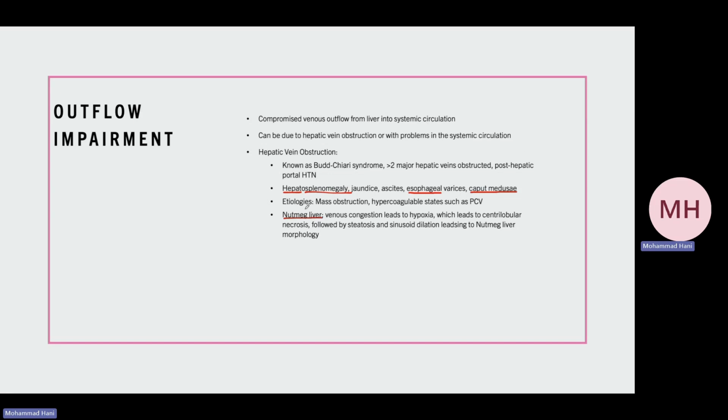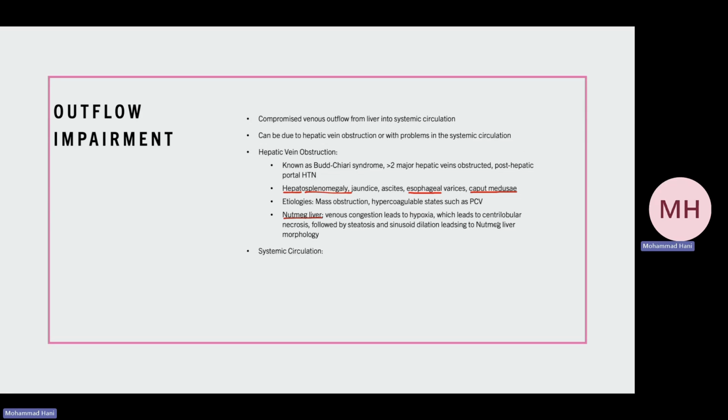Basically, because of the venous congestion in the liver, it leads to hypoxia. And prolonged hypoxia leads to centrilobular necrosis. And then steatosis occurs, sinusoidal dilation leading to nutmeg liver. So these all occur in steps. Hypoxia obviously reduces oxygen. Reduced oxygen will lead to necrosis, and one of the first responses of the liver is steatosis, basically. That's why you see steatosis, sinusoidal dilation because of this congestion, and it leads to a nutmeg liver. And I think I also have a picture of this on the next slide.